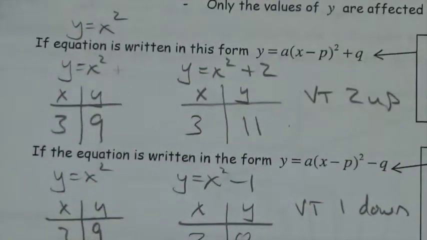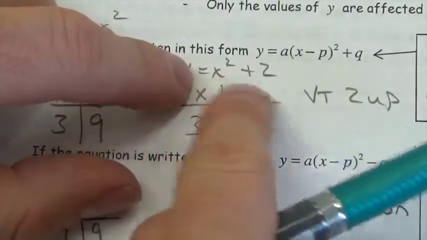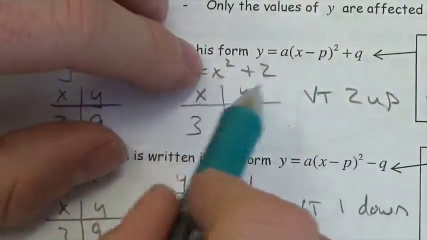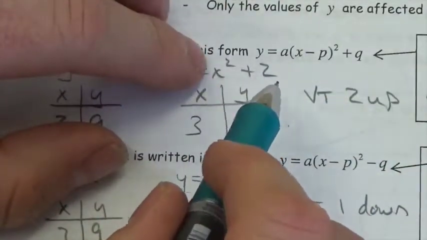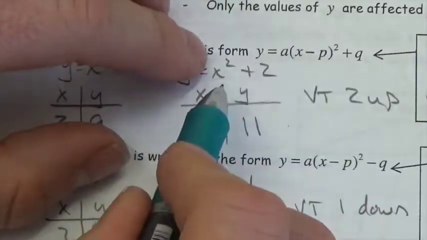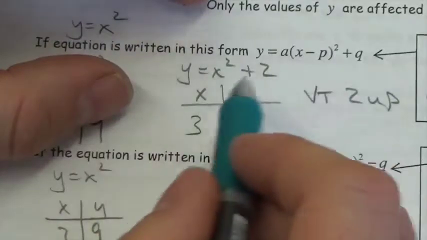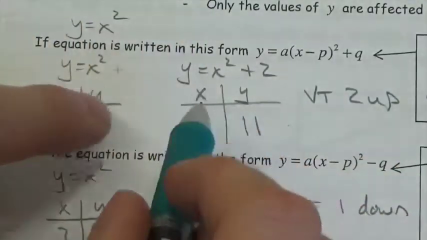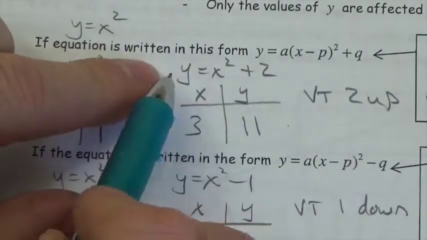Now, this is a lot more obvious than the horizontal one, because when I see plus 2 after the square, and I have to keep saying that because I see people mess this up all the time, they try to interpret this as if it was being squared, and it's not. Since it's after the square, you just read it off exactly the way you see it. Plus 2 means up 2. The reason for that is that the y is isolated. The y is already equal to this.